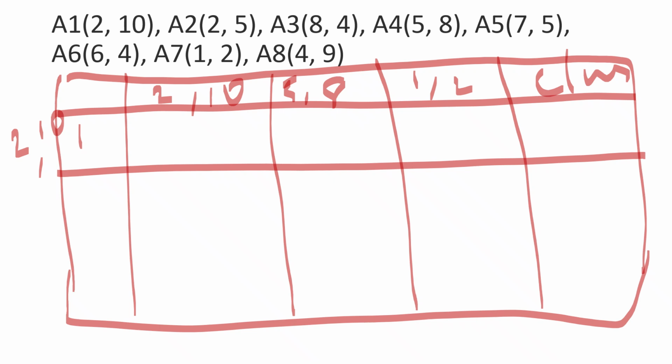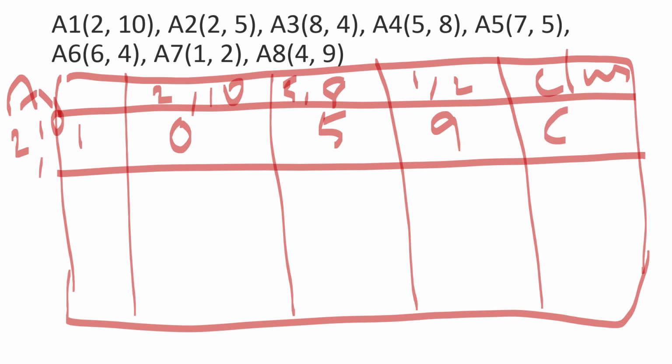The difference between the x points 2 and 2 is 0. 10 and 10 is 0. So the total distance is 0. Next I have to calculate the distance between 2, 10 and 5, 8. The distance between 2 and 5 is 3. The distance between 10 and 8 is 2. So the total distance is 5. Next I have to calculate the distance between the point 2, 10 and 1, 2. The x distance, 2 minus 1, is 1. The y distance, 10 minus 2, is 8. So the total distance is 9. So by comparing these distances, A1 is closest to the point 2, 10.